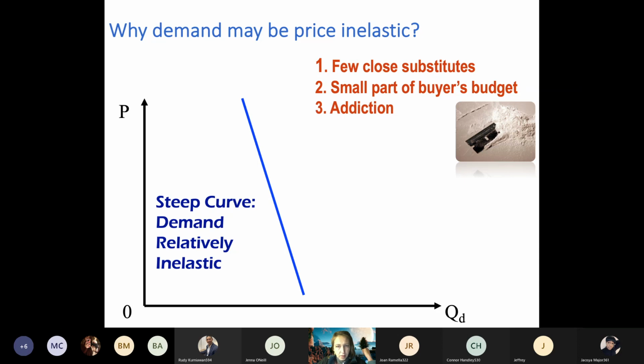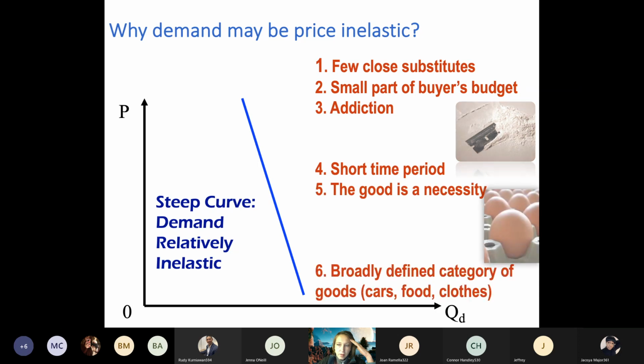Addiction means people are less sensitive to the price change, and when you have a short period of time, you don't have the time to find a substitute. The good is a necessity, like eggs, but again, I'm not exactly agreeing with a luxury necessity dilemma here.